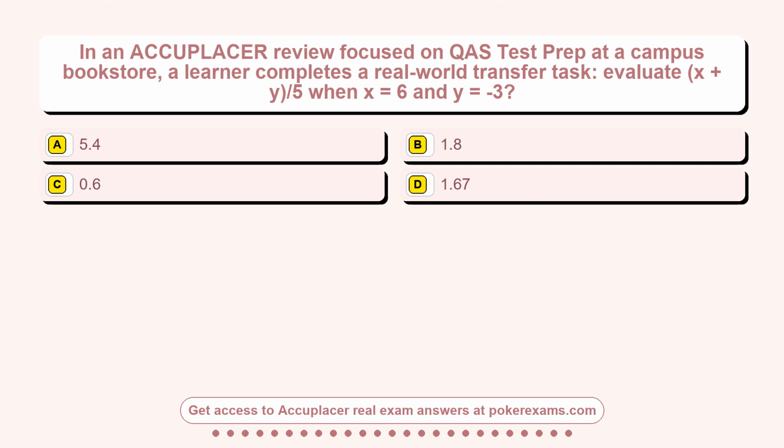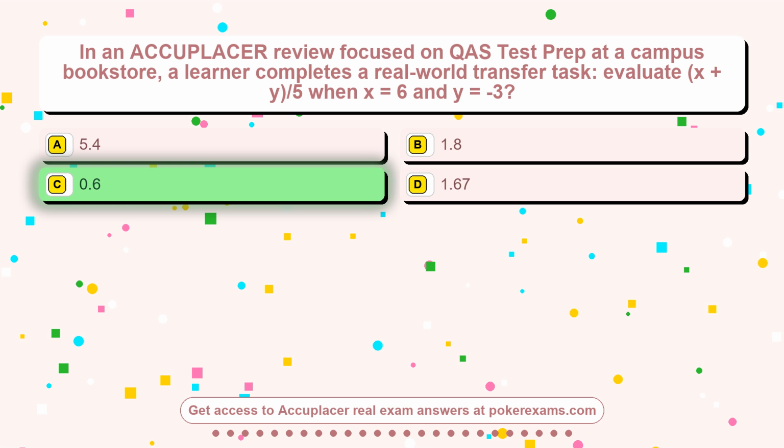Question 21. In an Accuplacer review focused on QAS test prep at a campus bookstore, a learner completes a real-world transfer task. Evaluate (x plus y)/5 when x equals 6 and y equals -3. Option A, 5.4. Option B, 1.8. Option C, 0.6. Option D, 1.67. The correct answer is option C, 0.6.